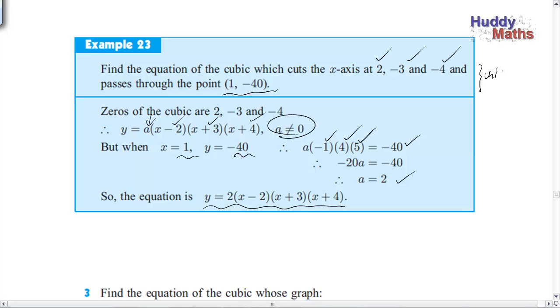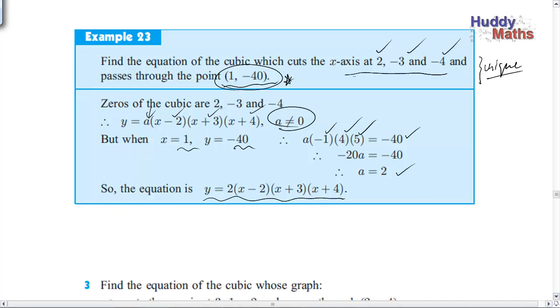This is a unique polynomial now because we've got the general result, but we've fixed it with a particular point on it. Can you see that? It's no longer a family. We've plucked out the particular family member that goes through that point. All right, come and do some.